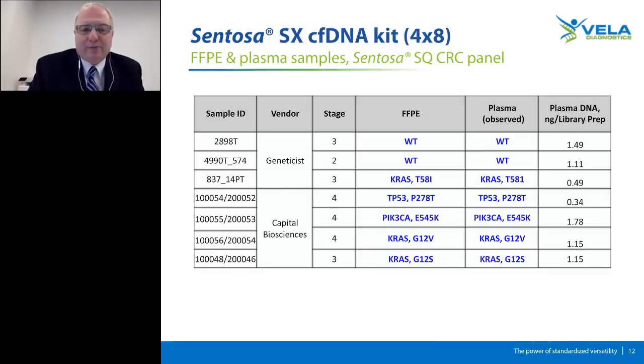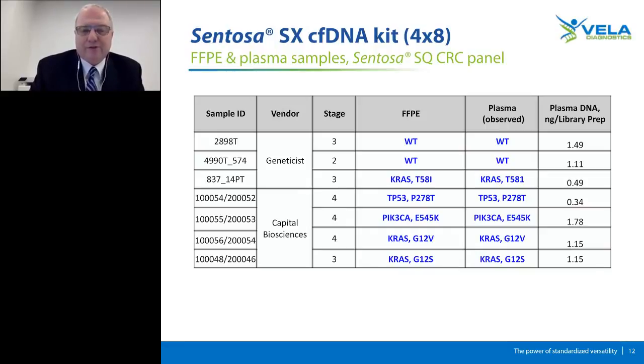So after building some contrived samples, we actually obtained some matched plasma and FFPE material from 2 commercial vendors, Geneticists and Capital Biosciences, with various known stages of cancer being present. Okay, so in the first set of samples, we're looking at the detection of wild type, and we detected wild type down to a level of approximately 1.49 and 1.11 nanograms per library prep. So very low input amount of material detecting wild type.